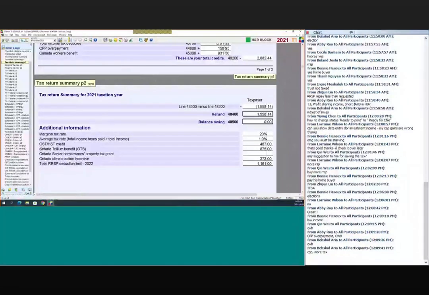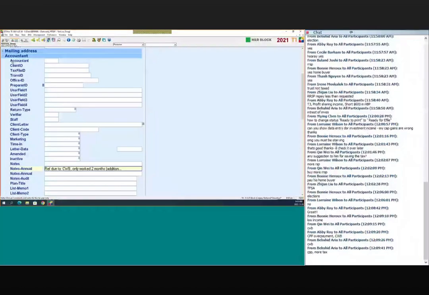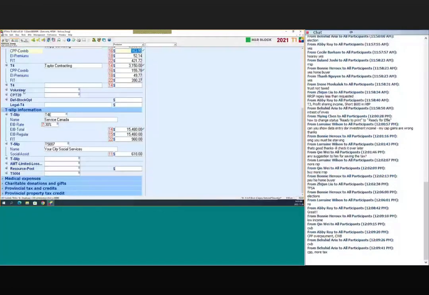So if we look just below his refund, it tells us that he's getting the GST credit. He's going to get climate action. Now, I did put in something for the Trillium benefit. So this is additional information, just trying to show you how to put that in.